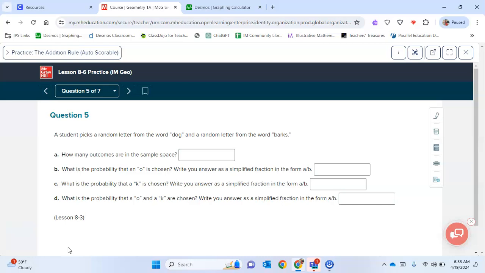Question 5. A student picks a random letter from the word dog and a random letter from the word barks. How many outcomes are in the sample space? Well, dog has 3 letters and barks has 5. 3 times 5 is 15. There are 15 outcomes.